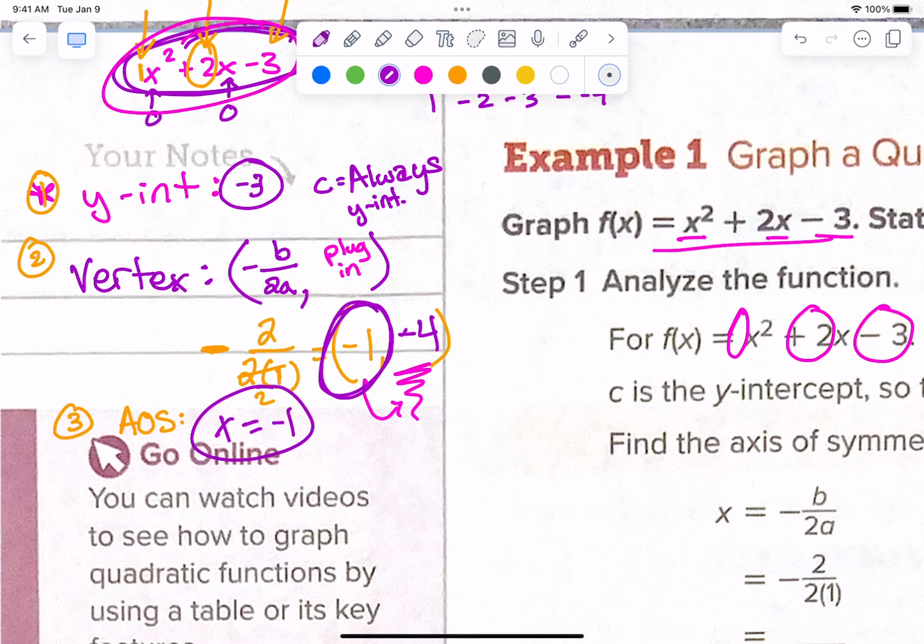That's the way the axis of symmetry always works. It's going to cut through this x coordinate, right? -1, x equals -1, that's that solid line that goes through there.